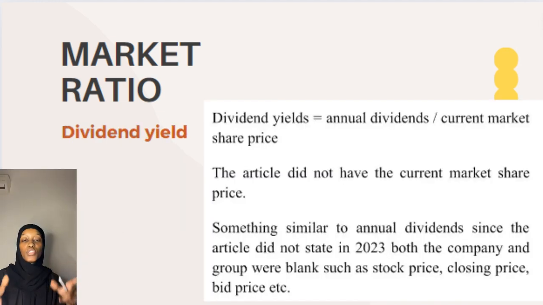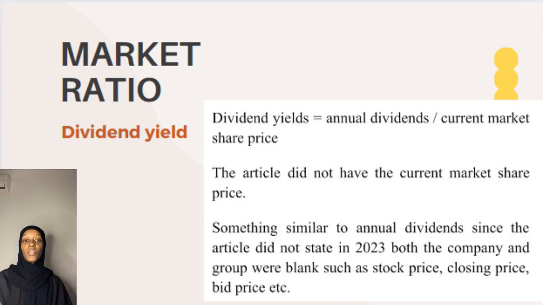Thank you. Continuing with the market ratio, like dividend yield, in order to calculate, you just have to do the annual dividend divided by the current market share price. In the article, they did not have the amount of the annual dividend for both the group and company. So we had to try to look for something similar to annual dividend, like the special dividend, stock dividend, or dividend yield. And it was very difficult.